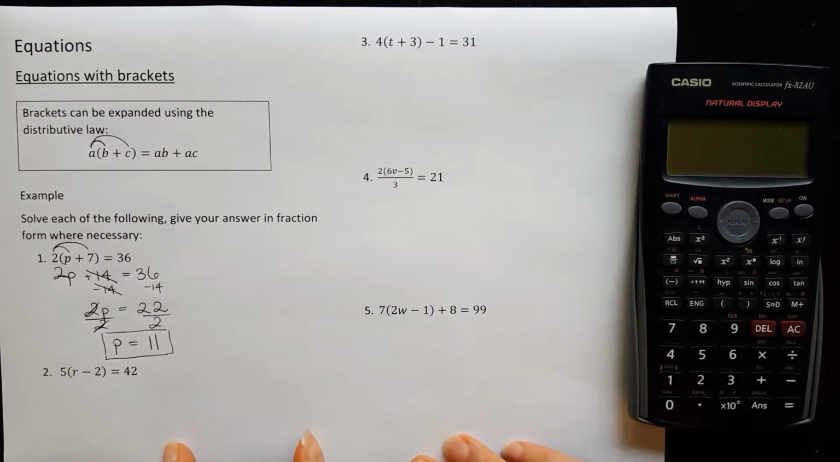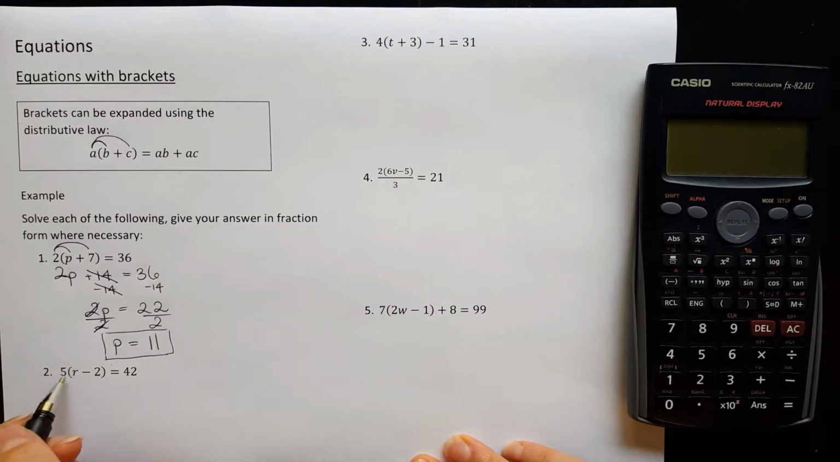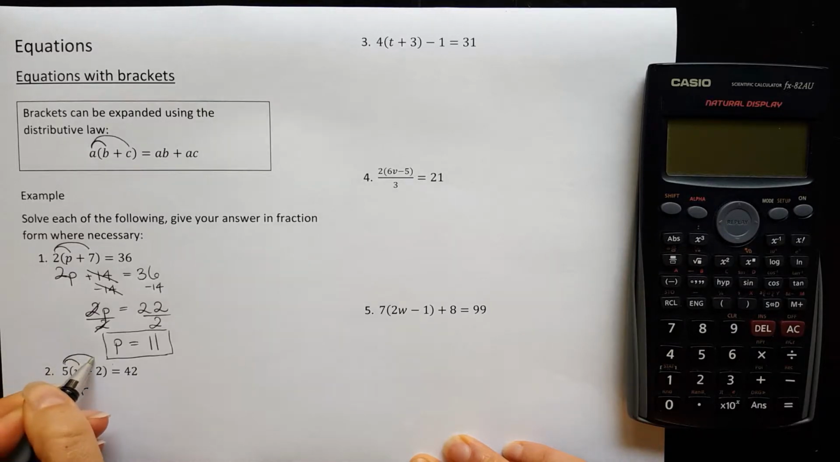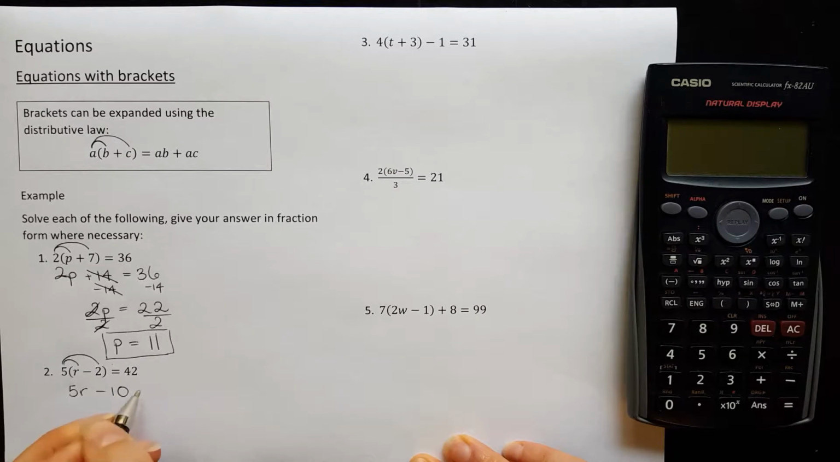Let's do that again for question 2. 5 outside of R minus 2 is equal to 42. So first of all, let's expand. 5 times R is 5R. 5 times minus 2 is minus 10. And that's equal to 42.